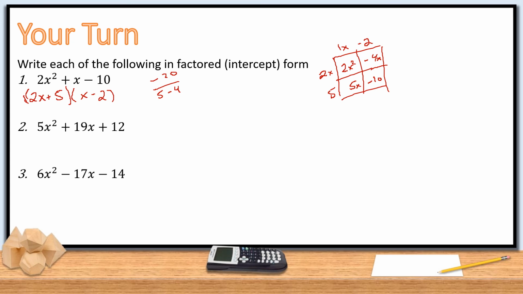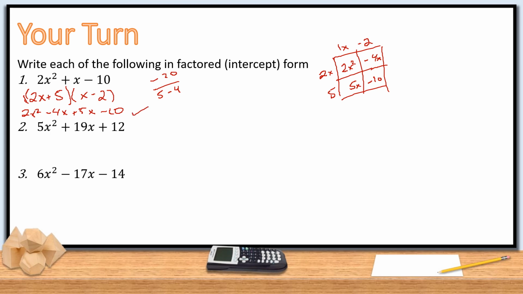So 2x times x is 2x squared. 2x times minus 2 is minus 4x. 5 times x is 5x. 5 times minus 2 is negative 10. Minus 4x plus 5x is positive 1x. We're good.